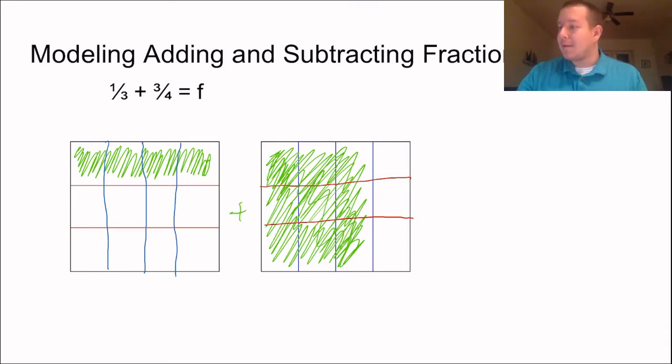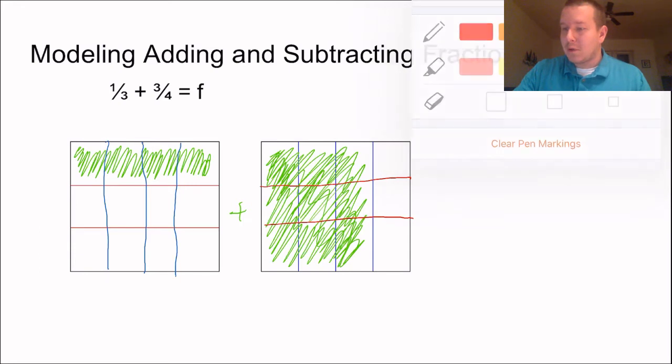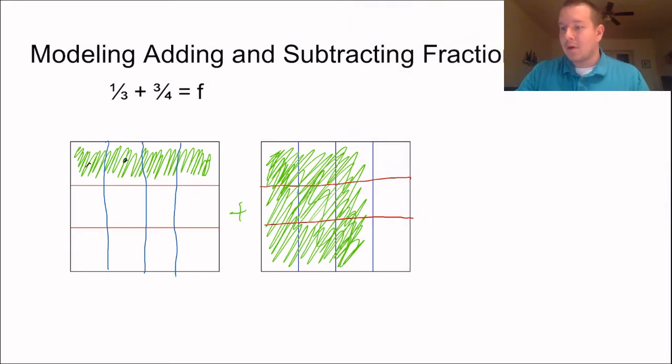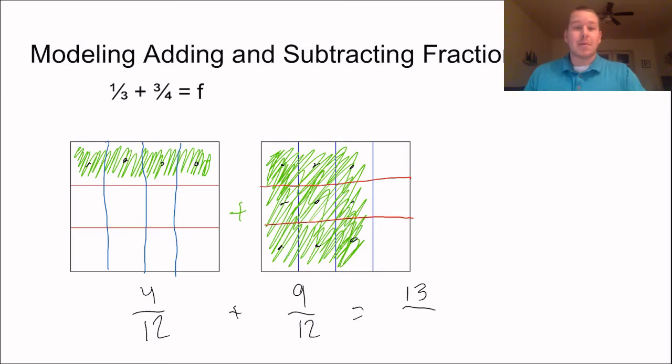So if I wanted to add these together, I have 1, 2, 3, 4 out of 12. So 4/12 plus 1, 2, 3, 4, 5, 6, 7, 8, 9/12. And if I add those two together, I'm going to get 13/12. Now, this is an improper fraction, so I would like to change that into a mixed number. If I take away 12 from the top to give me a whole number, that would give me 1 in the numerator and 12 in the denominator, which makes sense.